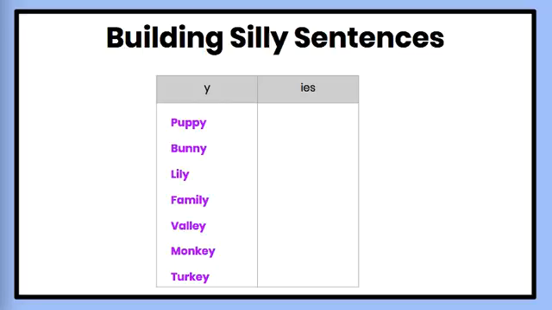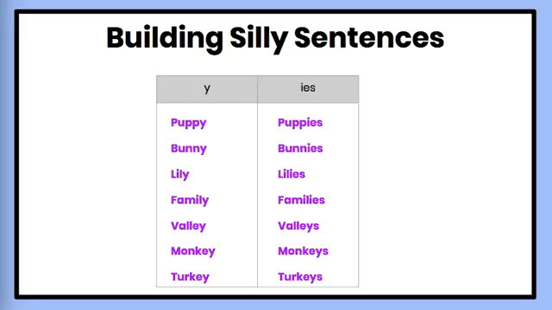So now let's look at the plural version of some of these words. Puppies, bunnies, lilies, families, valleys, monkeys, turkeys. Remember when we talked about our new spelling pattern, that when you have a consonant Y, like in puppy, you drop the Y for an I and you add an ES to make it plural. Our other spelling pattern said that when you have a vowel Y, like in monkey, you just add an S to make monkeys.